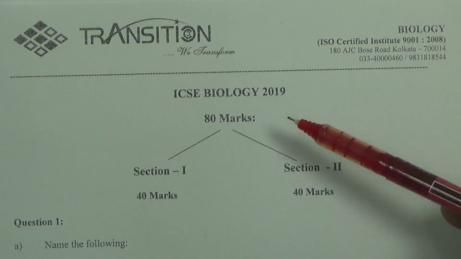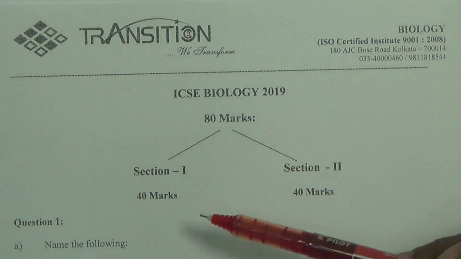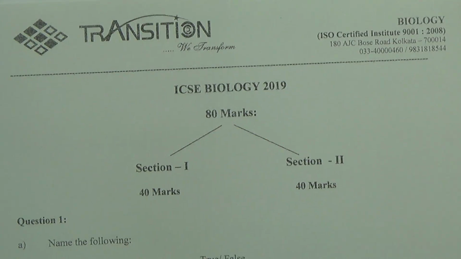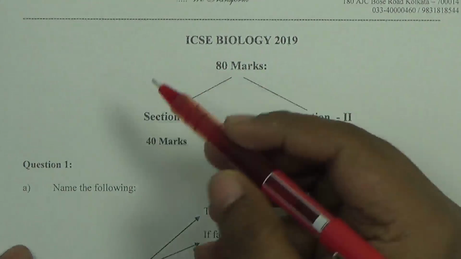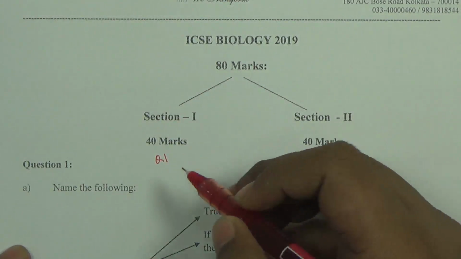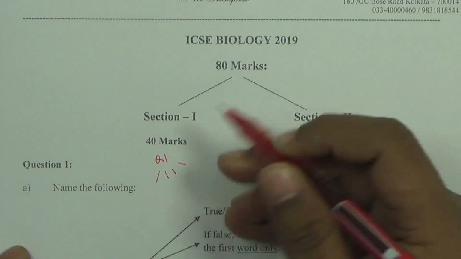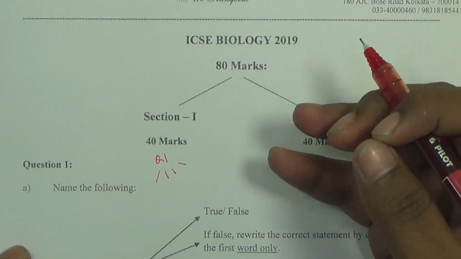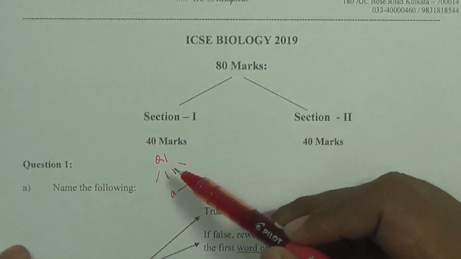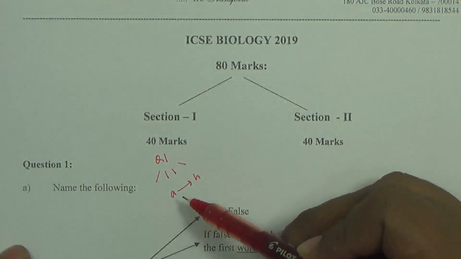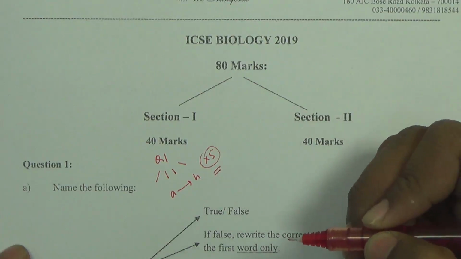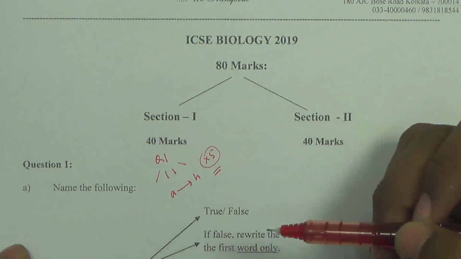In biology, the total marks is 80, which is divided into two sections, section 1 and section 2, both of 40 marks each. Now section 1 is question number 1, right? And question number 1 is divided into 8 parts: A, B, C, D, E, F, G, H, each of 5 marks, giving you a total of 8 into 5, 40.